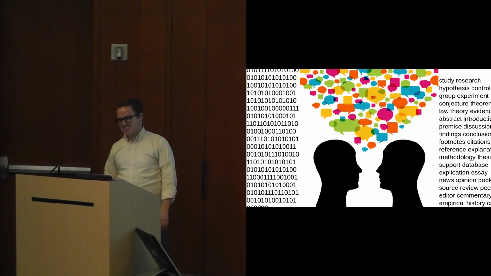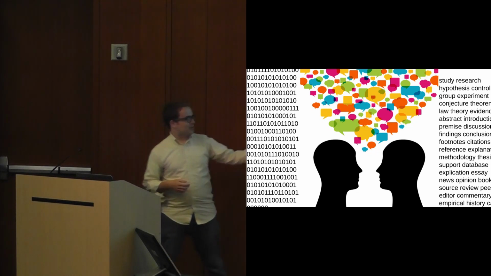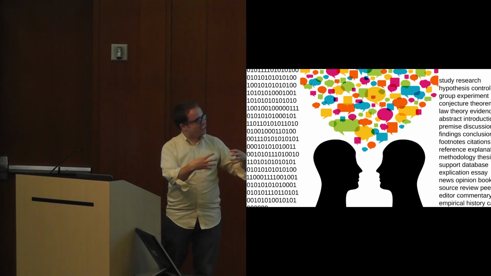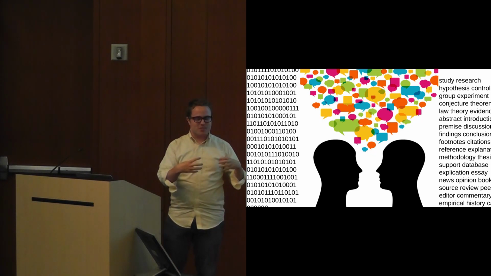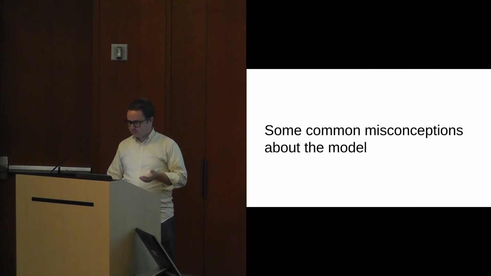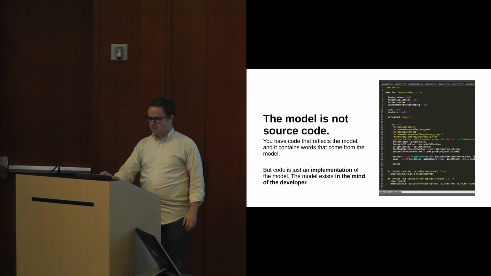This image is to represent that domain experts think in terms of jargon. They're on the left, and apparently developers think in terms of binary. And when they have conversations, then they can merge those two things into a model that you can use to build software. So here are some common misconceptions about what a model is.